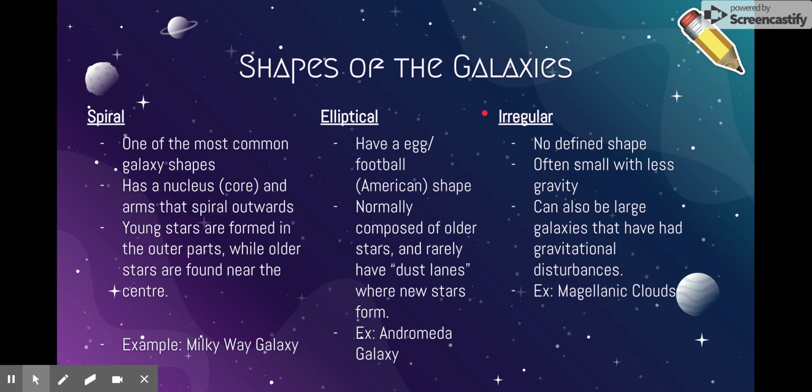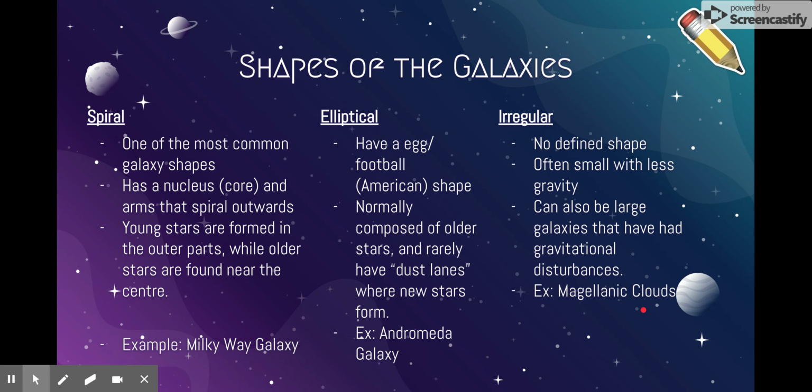Sometimes irregular galaxies can actually be large galaxies that have had gravitational disturbances. So this could be through a collision maybe with another galaxy or something that has happened within the galaxy itself that causes a change in the gravity. An example of this is the Magellanic Clouds. So you're welcome to go find a picture of that because I was not able to yet.